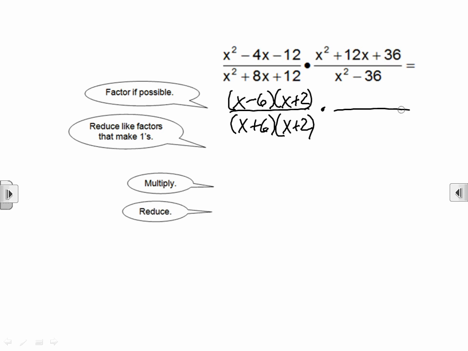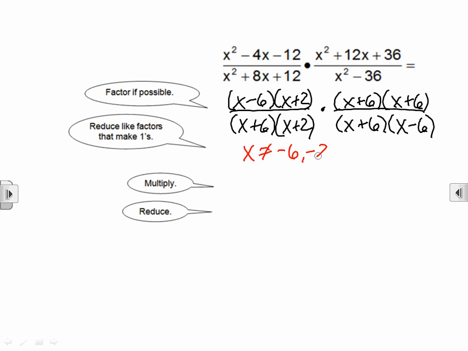Times what multiplies to 36 and adds to 12. That's going to be x plus 6 times x plus 6. And I have a difference of squares. So x plus 6 times x minus 6. Stop now and write down what your limits are in the denominator. So x cannot be negative 6, negative 2, another negative 6, and positive 6. And we'll see whether it's a hole or a vertical asymptote when we look at what reduces to 1.